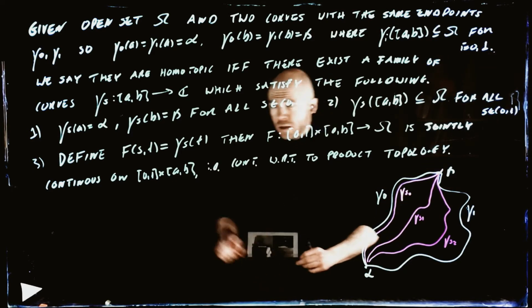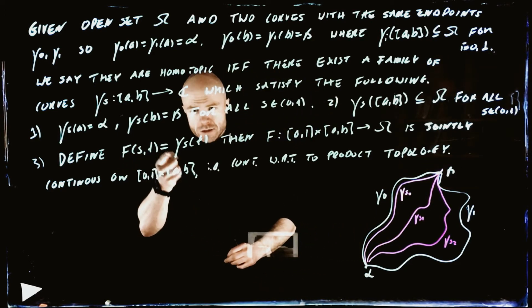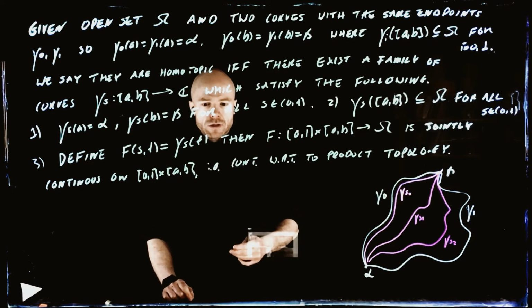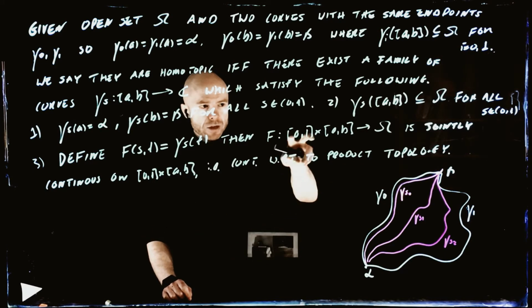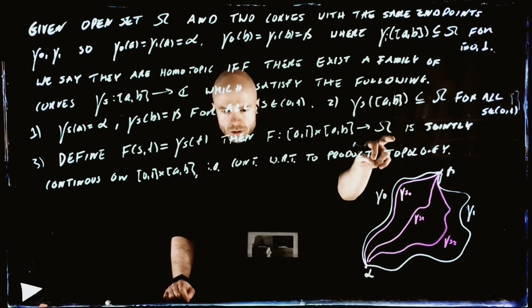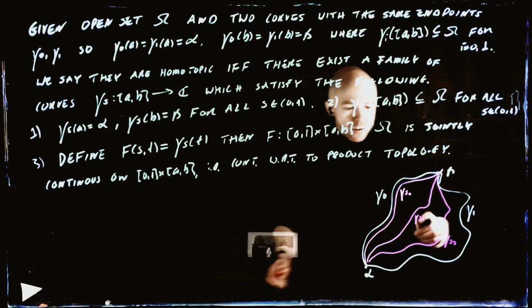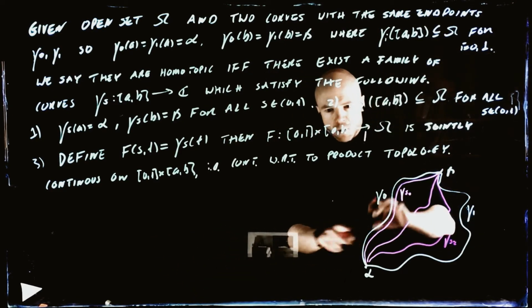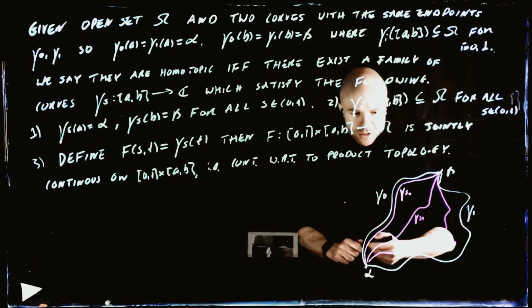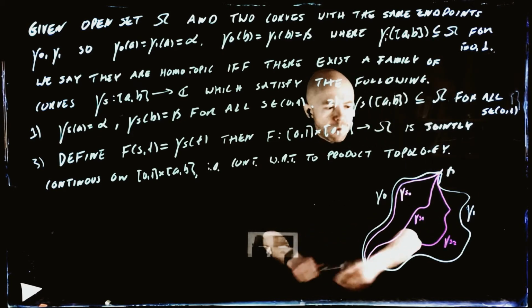And when we create this mapping of two variables, f of s and t, then it is jointly continuous. It's a continuous mapping from here into omega itself. Okay, cool. That's what it says. And the point of this is that we can do this basically when there's no hole inside our region, which these gamma 0 and gamma 1 wrap around.